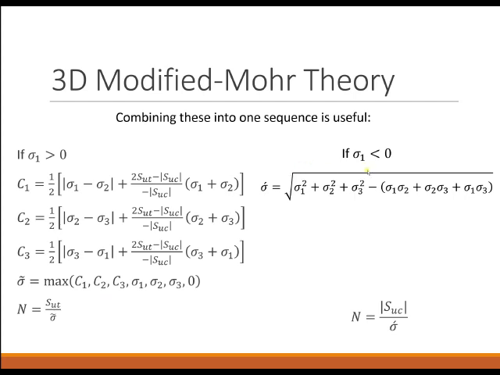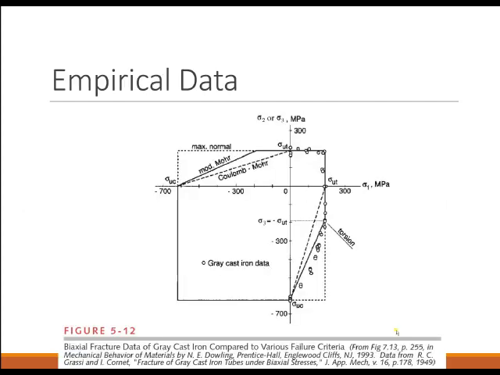If the part is in pure compression, then I'll use this one. This is the equivalent stress, the von Mises equivalent stress, and I'll use the ultimate compressive strength and divide it by this equivalent stress. So here's some empirical data that demonstrates that the modified Mohr theory does indeed demonstrate best how things behave for brittle, uneven material.